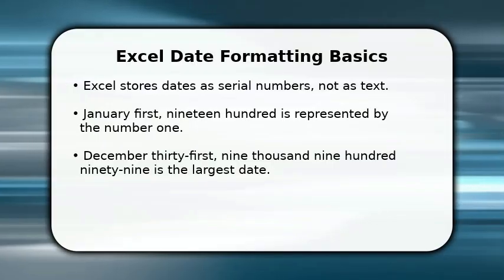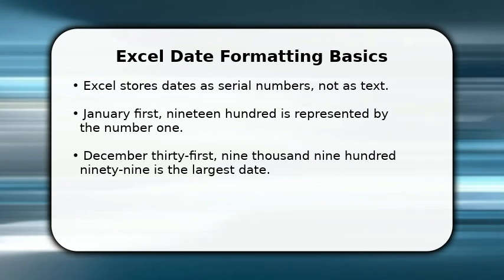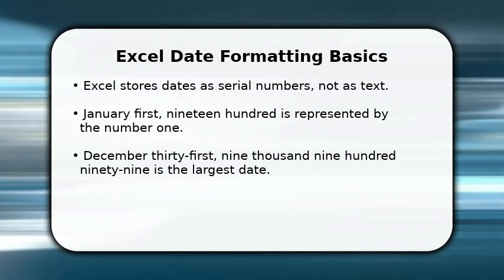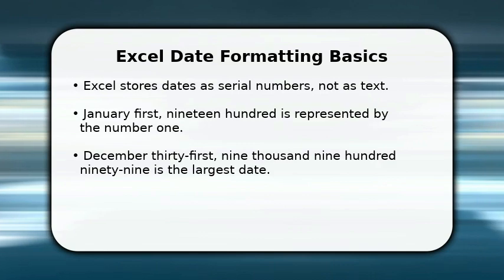In this video, I will explain how to change the date format in Excel. Excel stores dates as unique serial numbers, starting from January 1st, 1900, which is represented by the number 1. This numerical system allows for precise calculations and consistent data handling. For instance, December 31st, 9999 is the largest date Excel can handle. Grasping this fundamental concept is key to mastering date formatting and avoiding common errors.